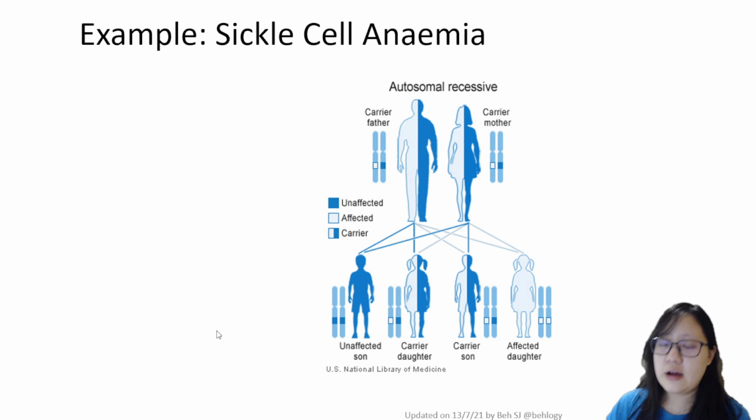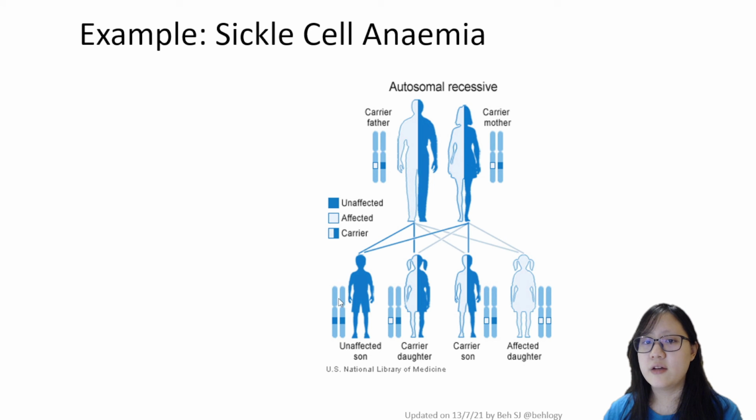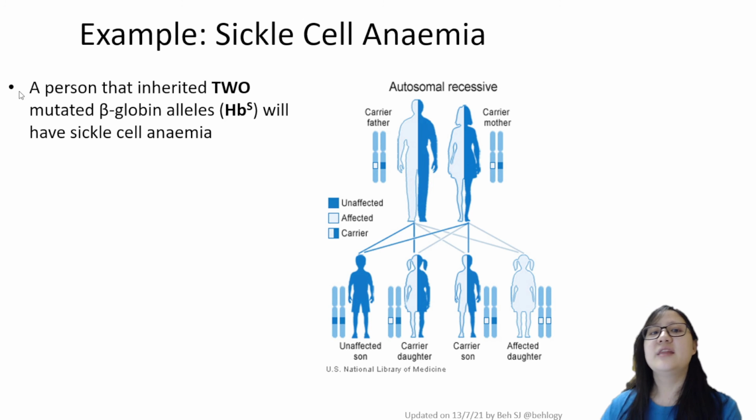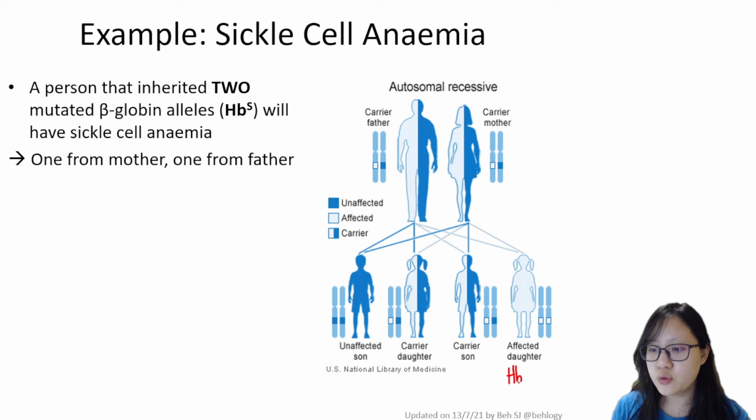Now, in order to really experience symptoms of sickle cell anemia, that person must inherit 2 mutated beta globin alleles, one from the mom and one from the dad. So we can see the affected daughter here. This daughter would have 2 copies of the sickle cell allele. The mutated beta globin allele is represented by HBS. This is the official way of representing it.